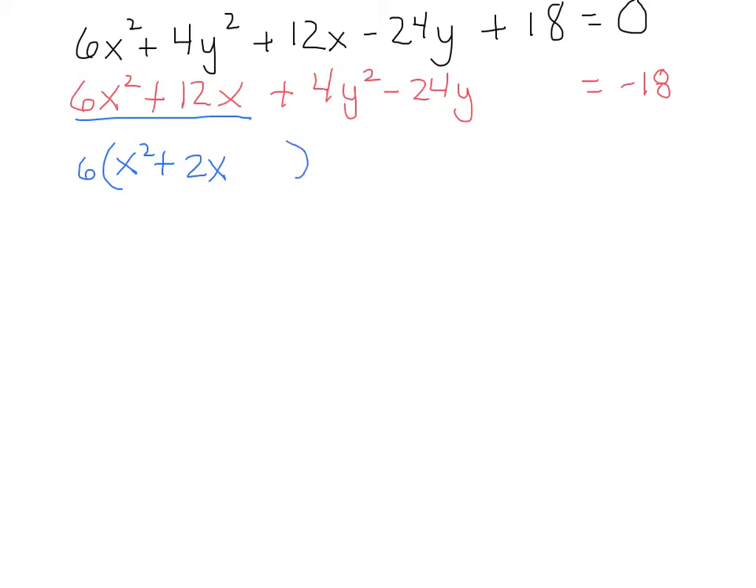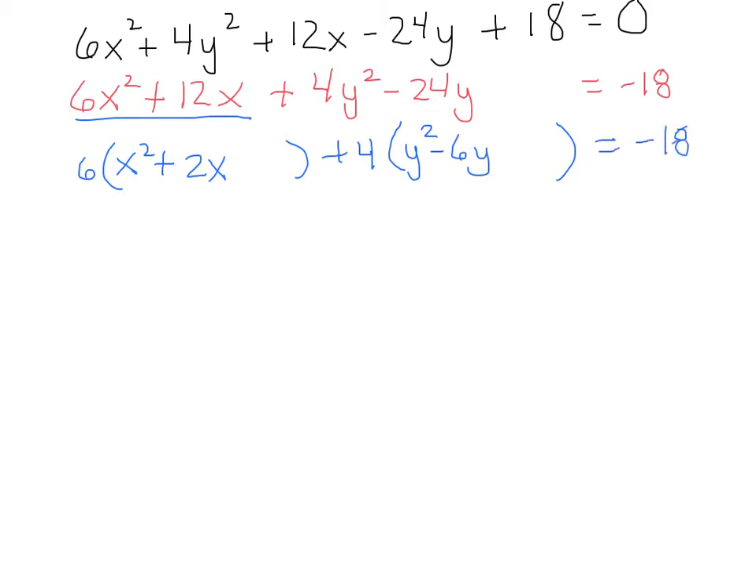I'm going to repeat this process with the 4y squared minus 24y. So I'm going to factor out a 4. I'm going to leave y squared minus 6y. I'm going to leave a space. Now I've just factored, so I haven't changed the value of anything.